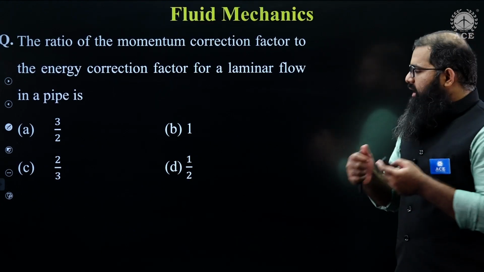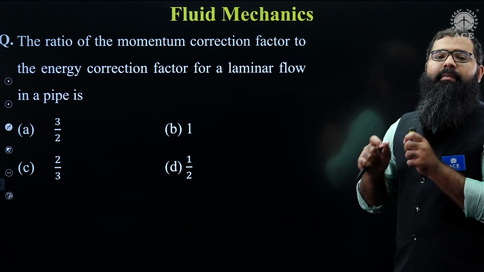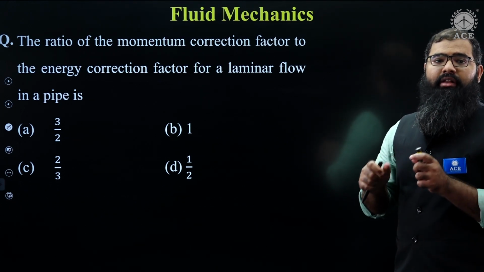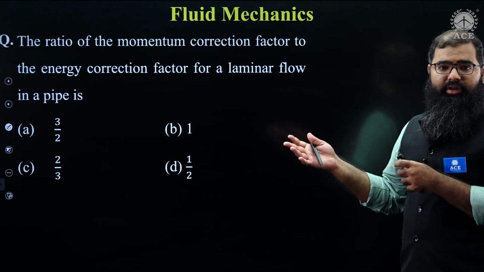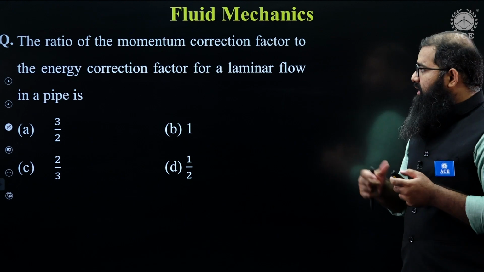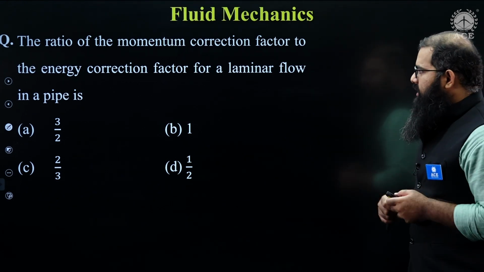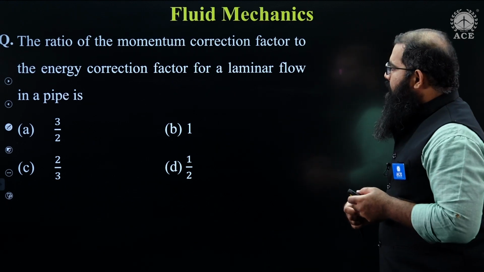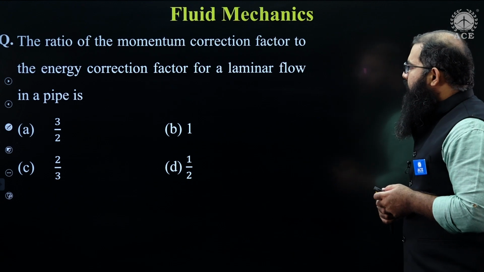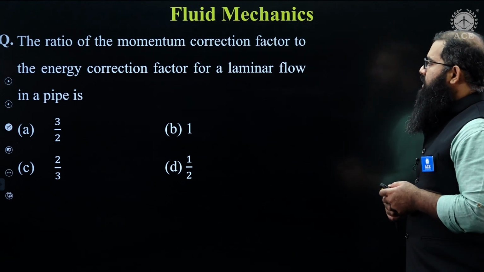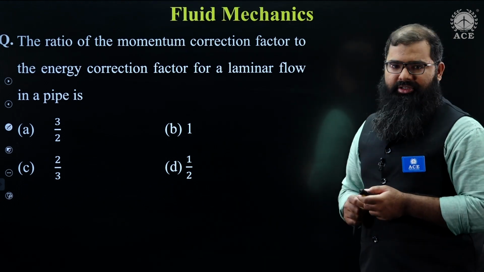Look at this, again a very simple question. Again something which is basically a memory based question. This is not even a formula, rather a memory based question. I myself was quite surprised to see such an easy question appearing in examination. Okay, anyway, it's a good thing for students. Let us see. The question says the ratio of momentum correction factor to the energy correction factor for a laminar flow in a pipe is how much?